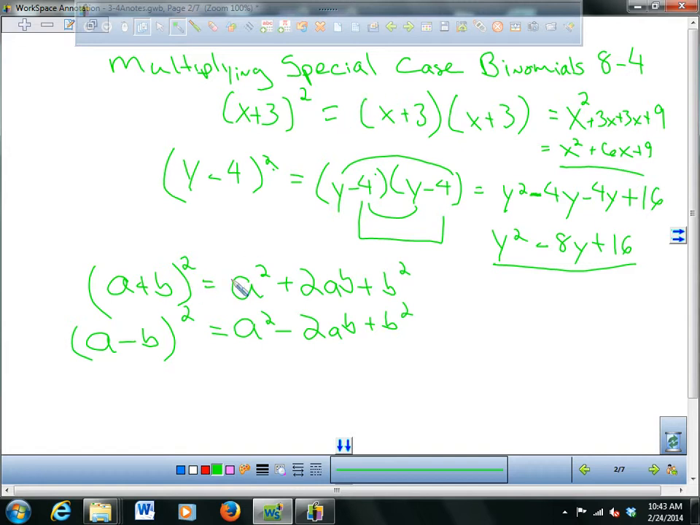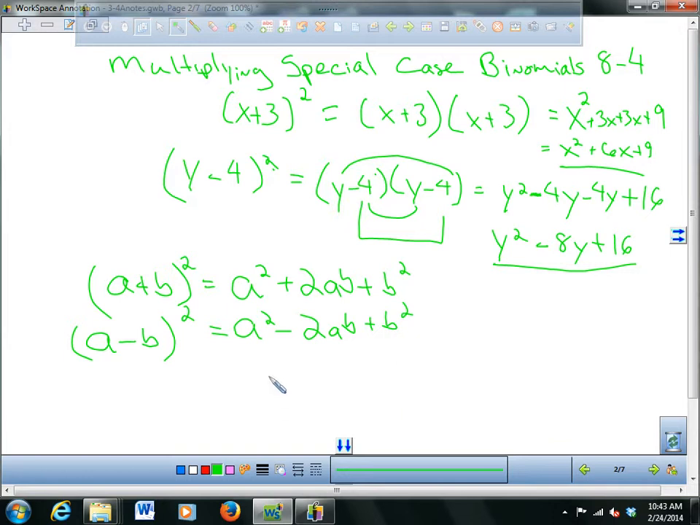Look at this one. I don't have to go through the whole process of FOILing and simplifying. A plus b squared is just this squared plus 2 times this times this. What's 2 times x times 3? 6x, plus this squared, which is 9. And if I'm subtracting the same thing and squaring it, it's just the first term squared minus 2 times the first term times the second term plus the last term squared.